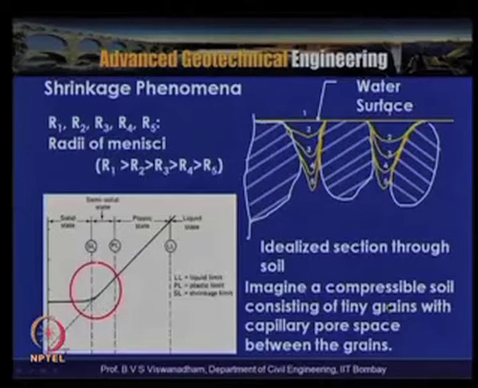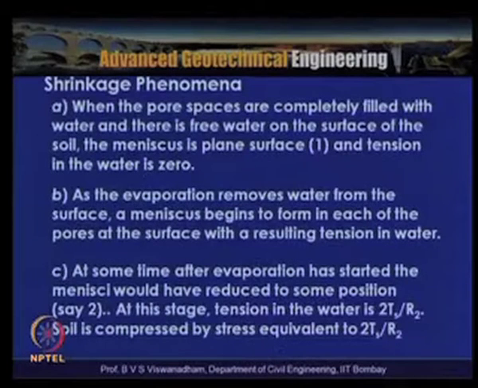Here, imagine a compressible soil containing tiny grains with capillary pore spaces between the grains. The mechanism is explained like this. When the pore spaces are completely filled with water, there is free water on the surface of the soil. The meniscus is a plane surface, that is with R1 radius, and the tension in the water is 0. That means the water is not exerting any tension on the soil particles. But as evaporation removes water from the surface, a meniscus begins to form in each of the pores at the surface, with a resulting tension in the water.